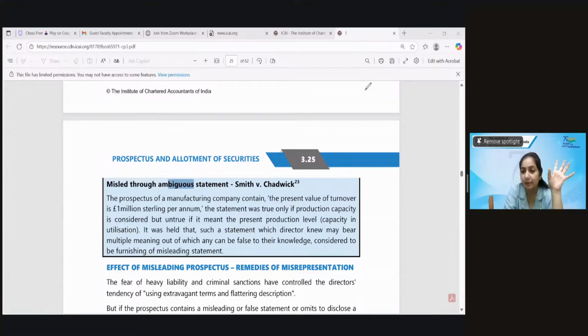Yes, Mr. Gupta. Swastik, you want to ask something? Yes, Anil. Good evening, ma'am. Good evening.